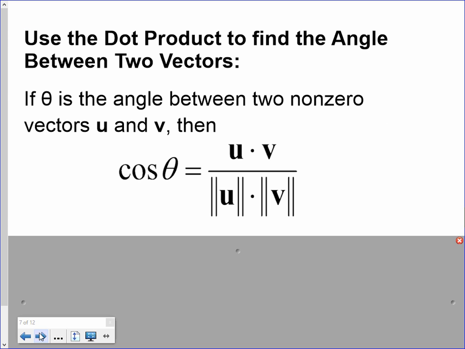Okay. All right, this you'll want to write down. We're going to use the dot product to find the angle between two vectors. And it's got a formula there. This formula will show up on your quiz and test, meaning you do not have to memorize this particular formula. But you do have to be able to use it.